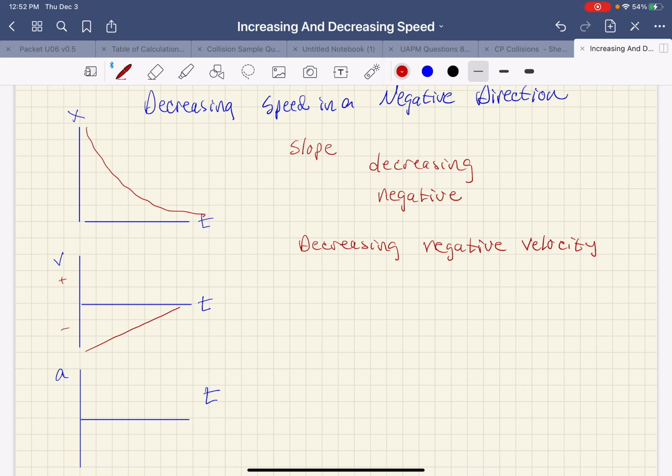I am slowing down. If I look at the slope, I see the slope is constant and positive. So I'm going to have a constant positive acceleration. And that's what it would look like.